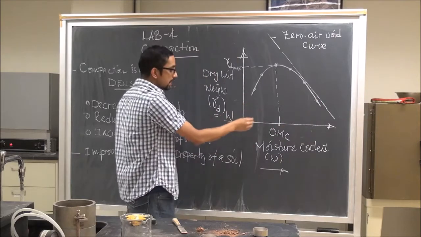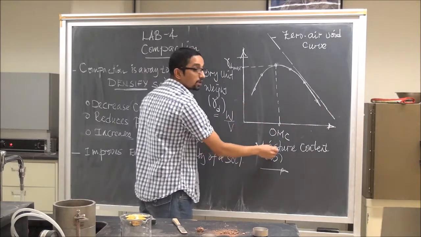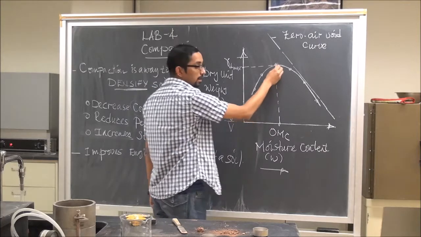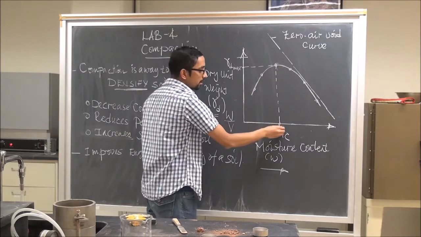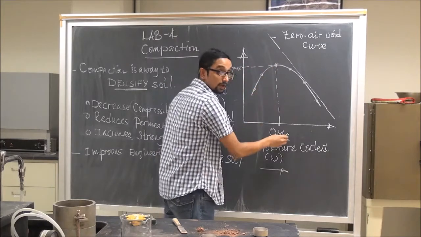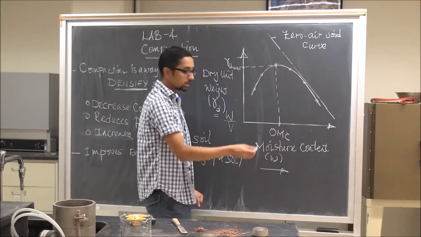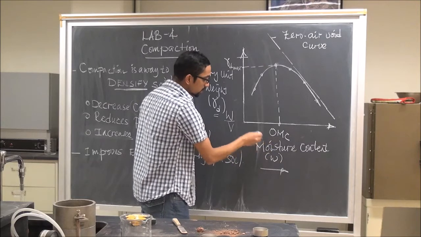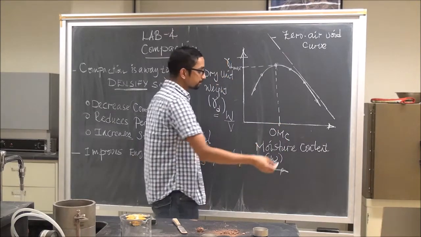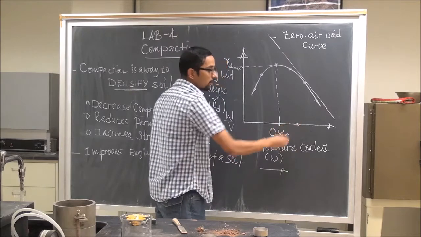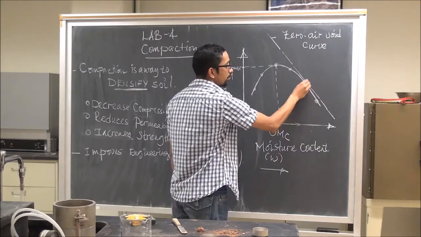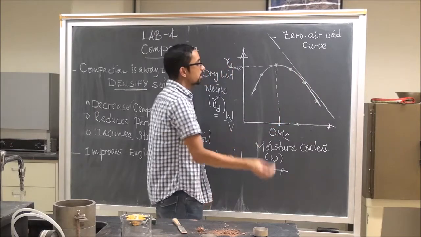So which means as you increase the moisture content, the dry unit weight keeps on increasing till it reaches a point beyond which the dry unit weight goes on decreasing with further increasing moisture content. This is because as we go on increasing the moisture content, the soil is slowly changing from semi-solid or whatever form to the liquid form. So it should have the lower strength, which means the lower unit weight.